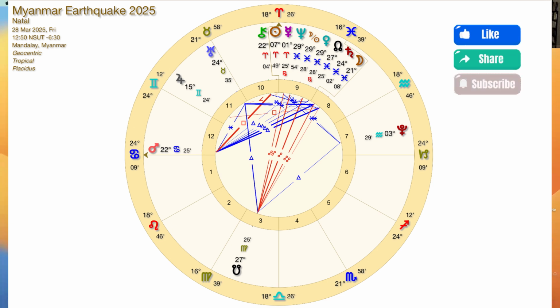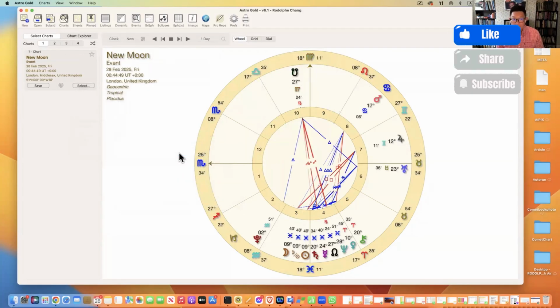That is something worth paying attention to, because usually this is the important, powerful, intensive energy. So yes, but let's look at the previous new moon and see what happened there, okay? We have the new moon on the 28th of February in London. So this is the London chart.